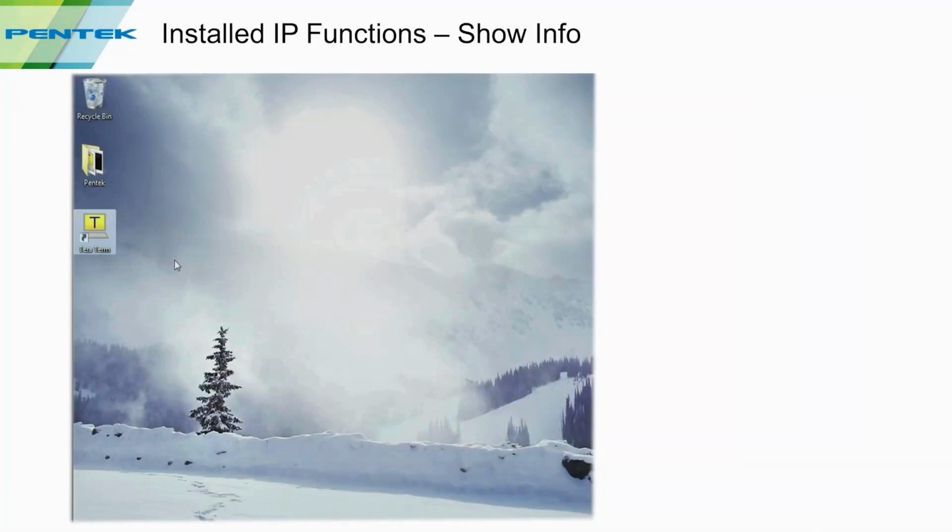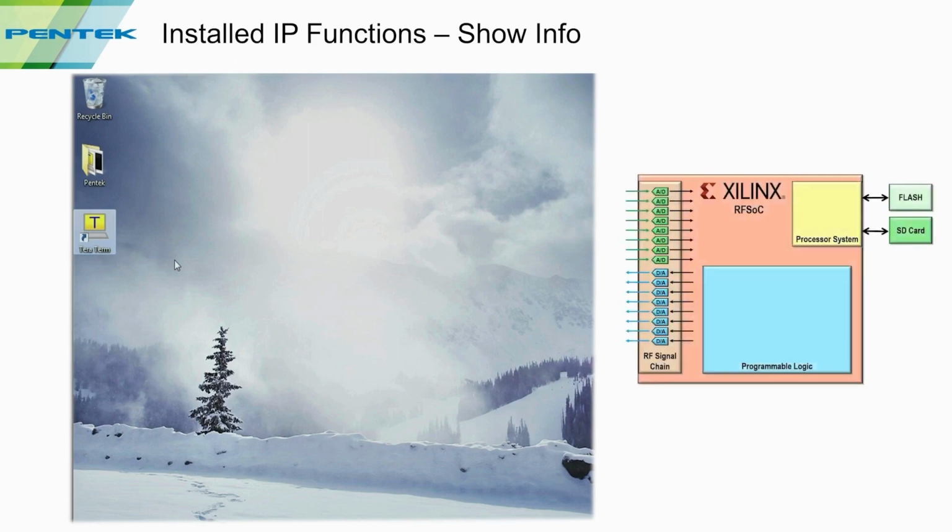This first example is called Show Info. It's just a very simple example, but it shows you that you can start using the board right out of the box. When the board powers up, the processor boots and it goes out to the flash and grabs the FPGA image. It loads that, and then all the IP we just discussed is available inside the FPGA. Then it goes out to the SD card and grabs the Linux kernel and runs that.